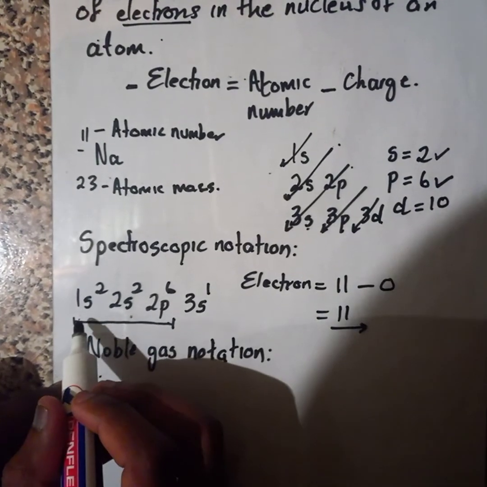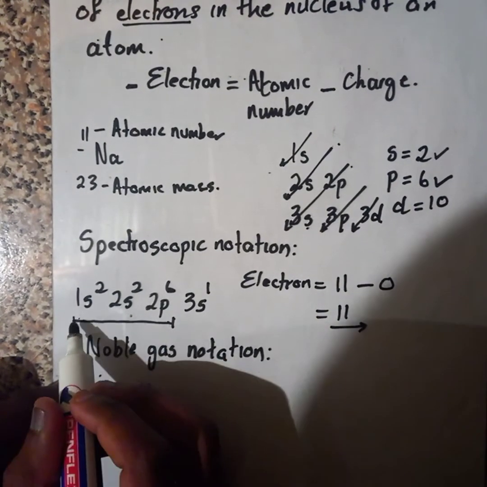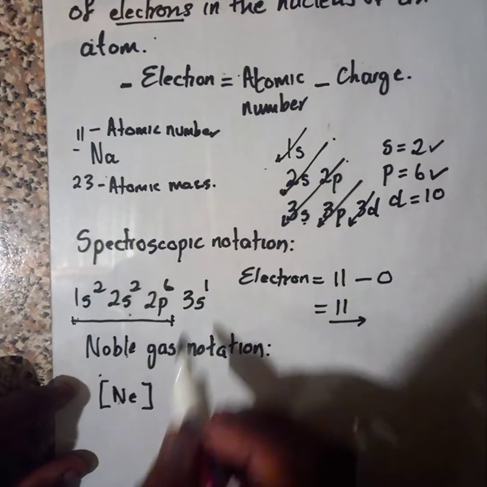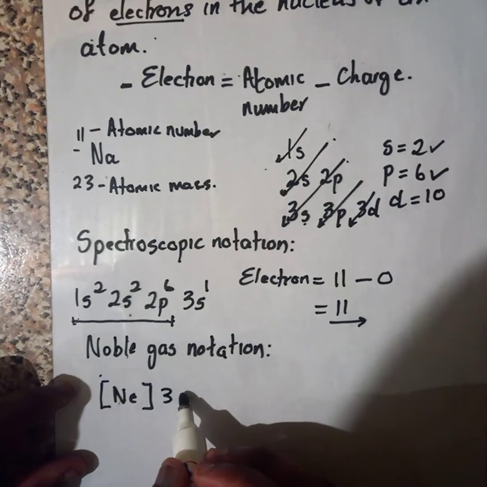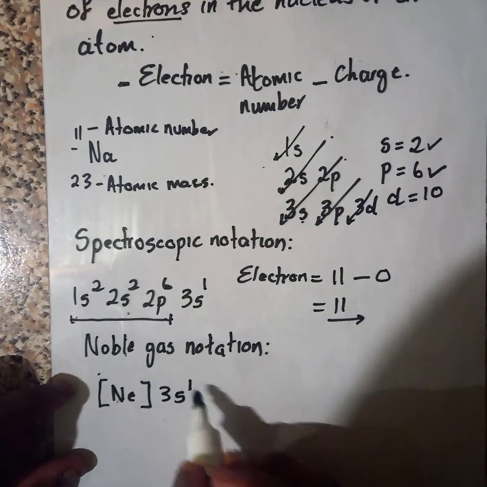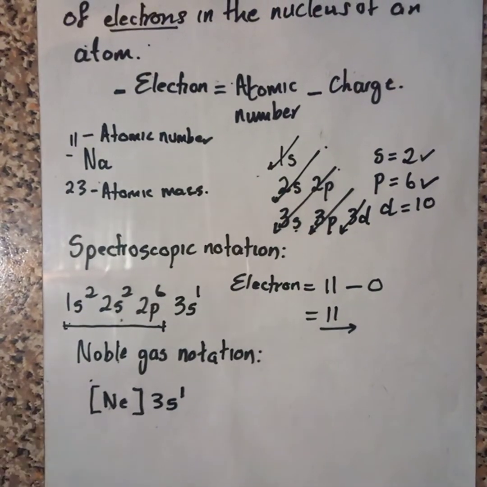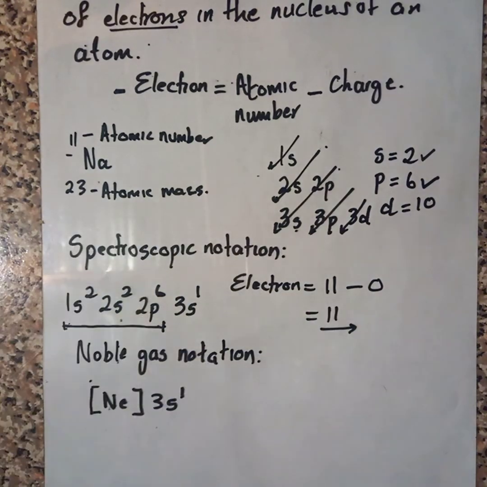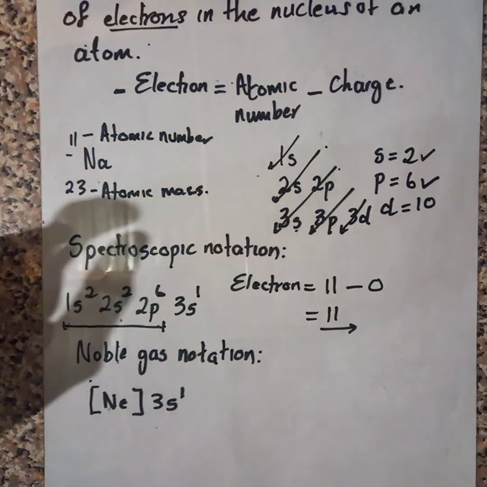Somehow we are going to replace this from here till here with what? With neon. Then add that last 3s as 1. You see, at this point I have answered what? The question of noble gas notation. You see, that's how we answer this question.